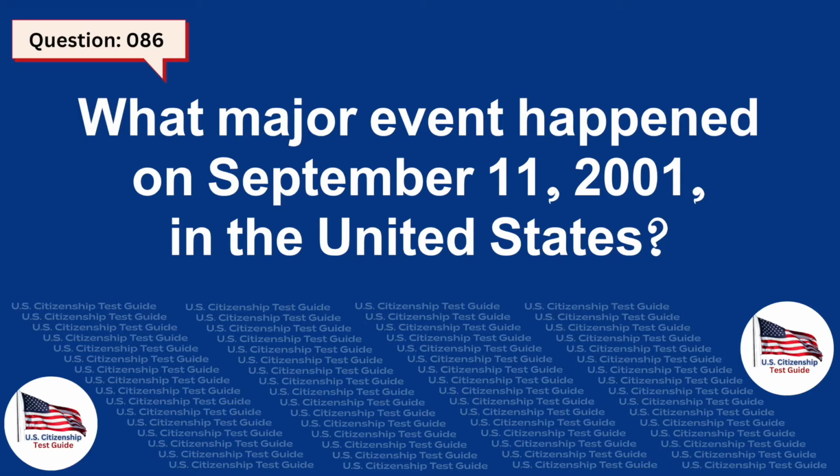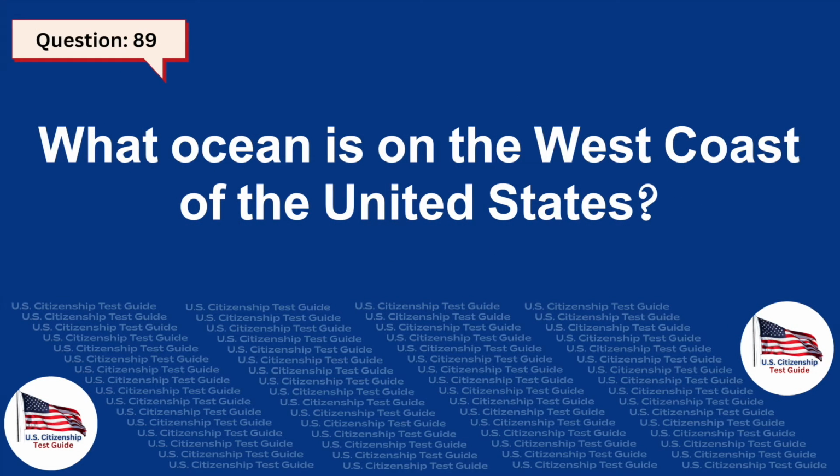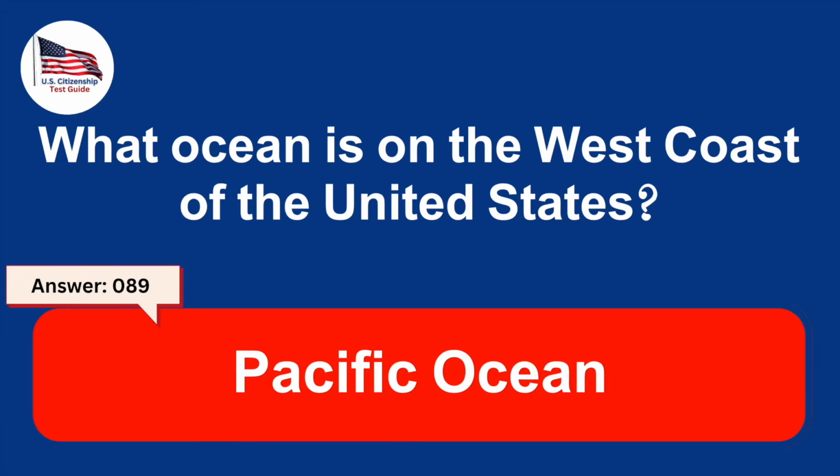What major event happened on September 11, 2001 in the United States? Terrorists attacked the United States. What ocean is on the west coast of the United States? Pacific Ocean.